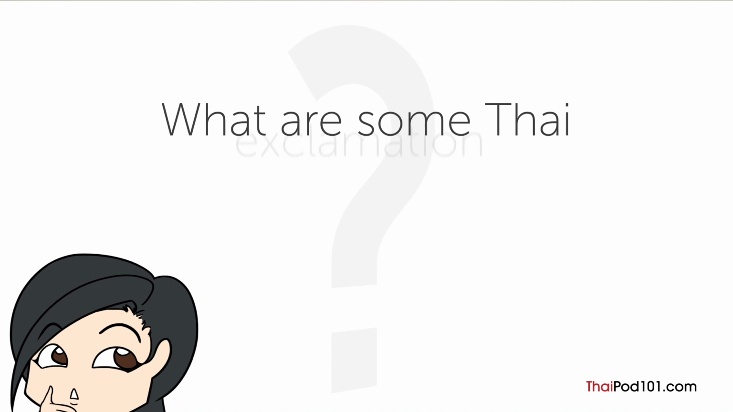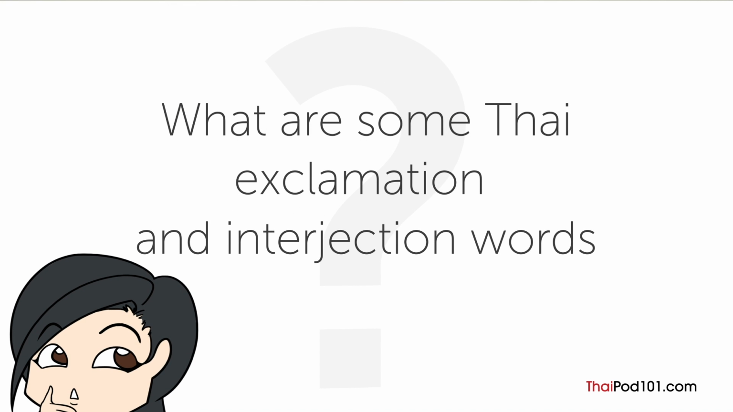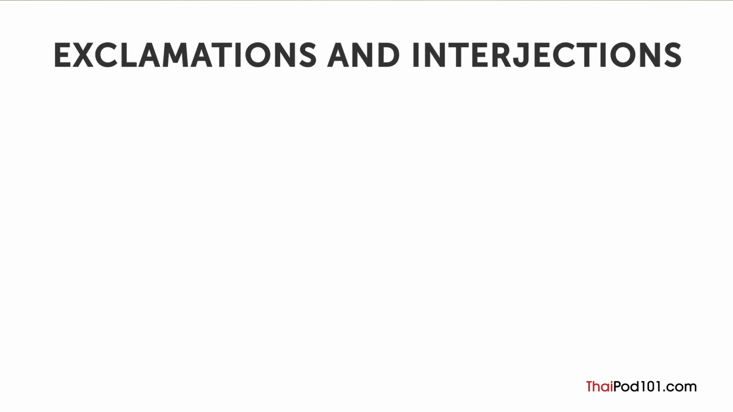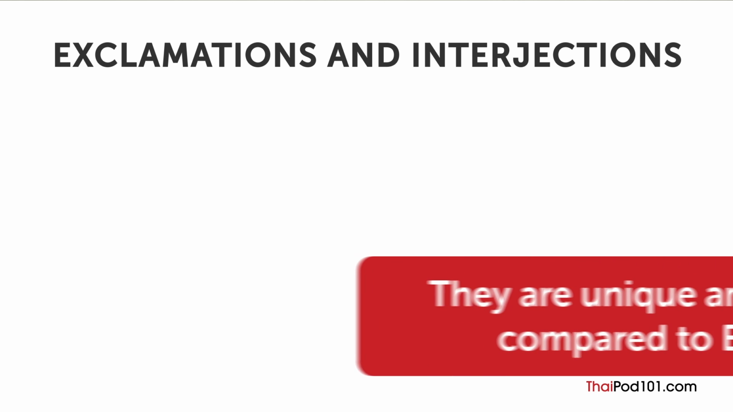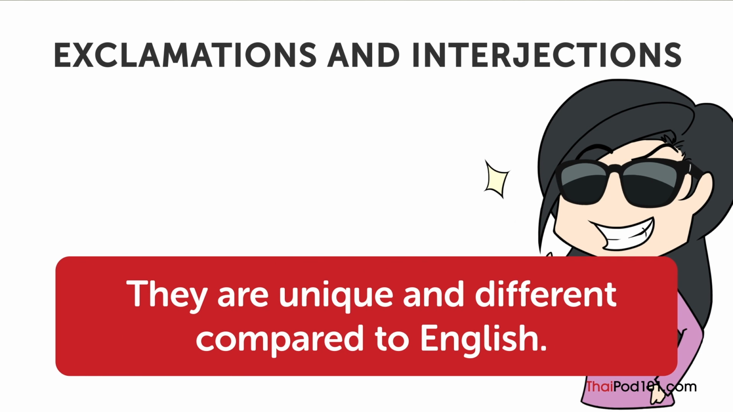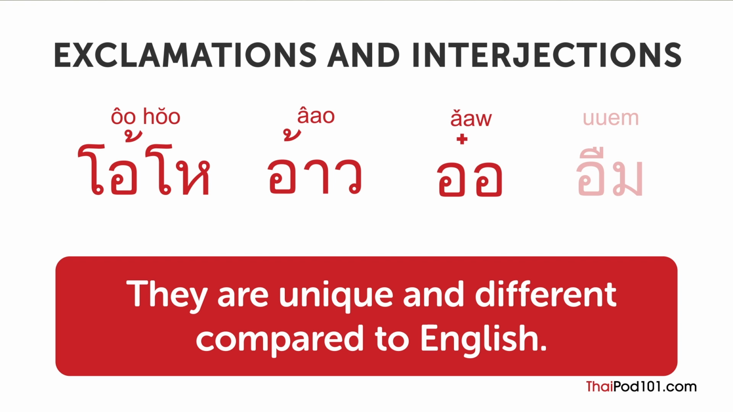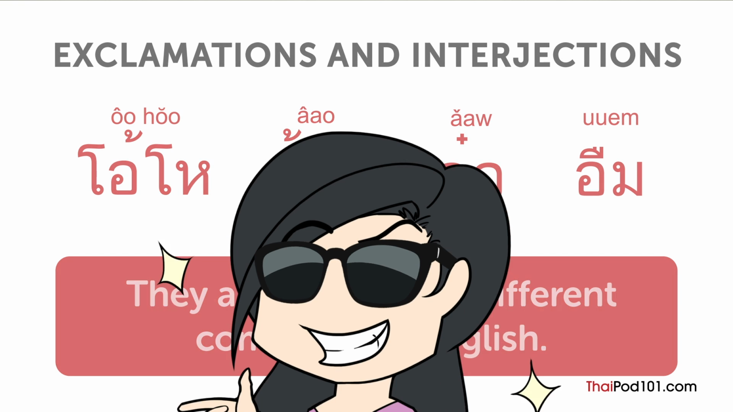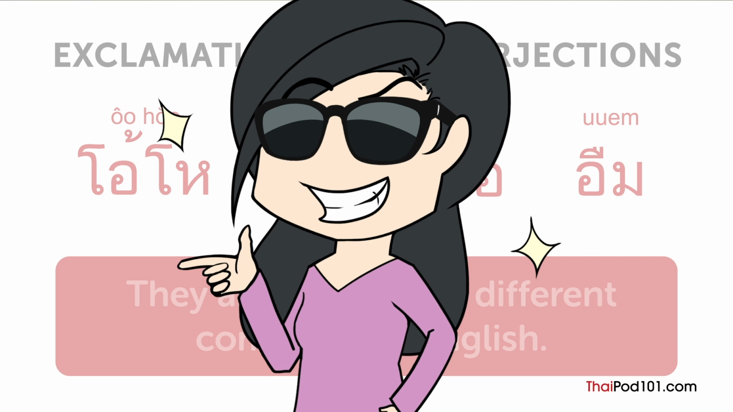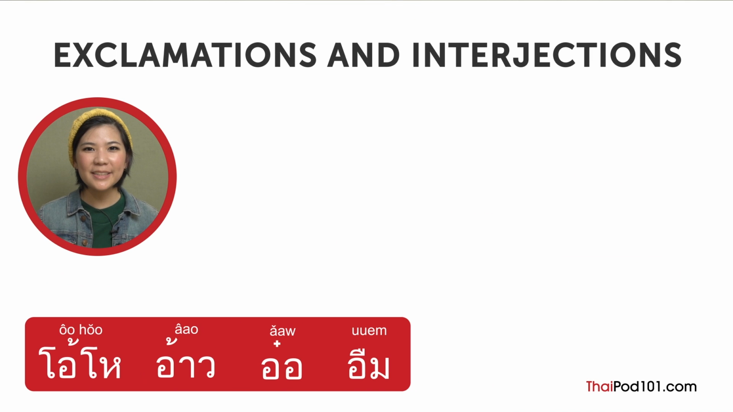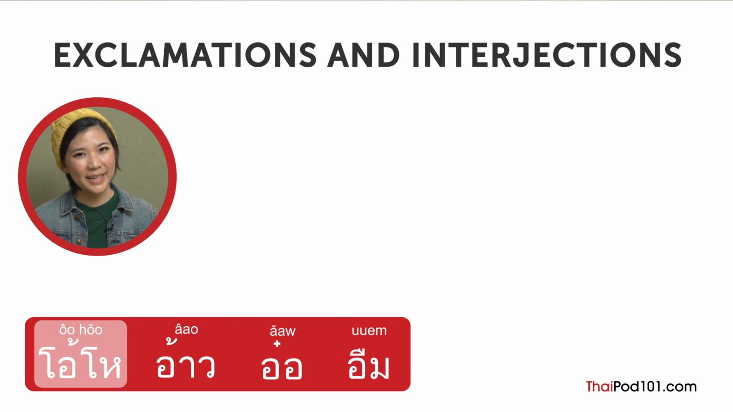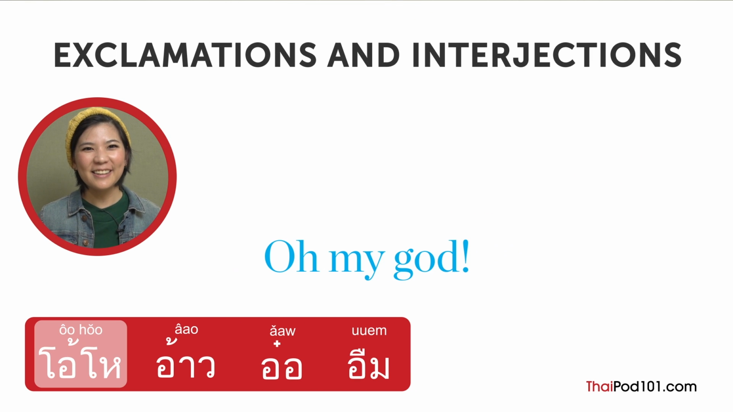The question for this lesson is, what are some Thai exclamation and interjection words? Thai exclamation and interjection words are quite unique and different compared to English. We have various exclamations and interjections to express emotions. Today, I'll teach you some of the most used among Thais, so you can improve your Thai speech and sound more natural. Let's begin with the first one, which is best translated to "Oh my God" in English.